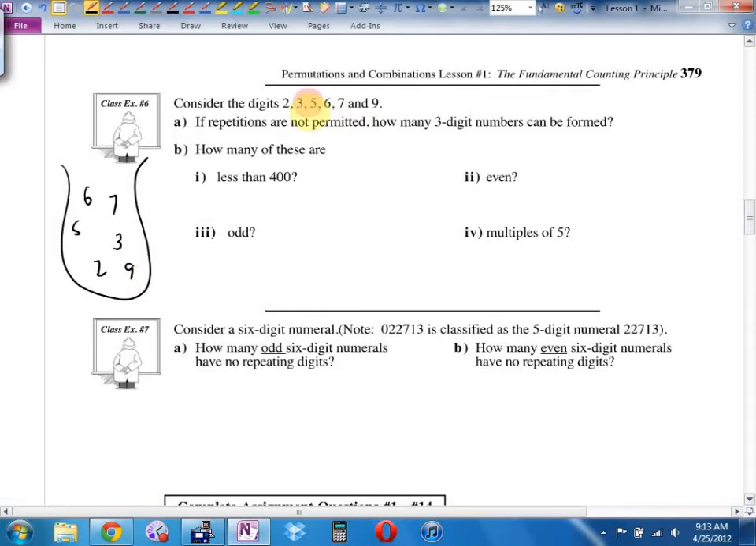Is there a zero in here that I can't start with? No? Okay. 1, 2, 3, 4. You know what? I think it's going to be 6 times 5 times 4. That's not too bad. 6 times 5 is 30 times 4. 120?